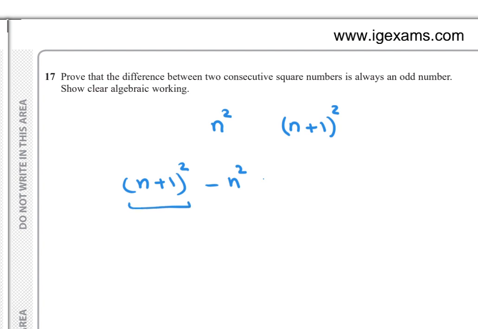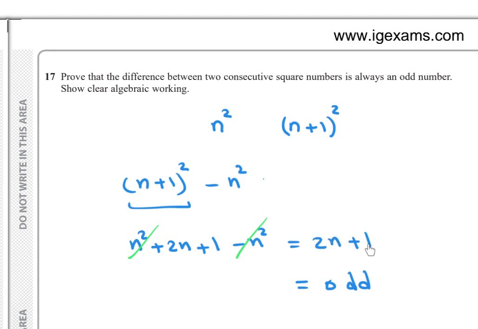Now expand (n plus 1) all squared. n times n equals n squared, 2 times 1 times n is 2n, plus 1 times 1 which is 1, minus n squared. n squared cancels with n squared. Now you are left with 2n plus 1, which is an odd number, because 2 times n is even, plus 1, so this is odd. And we know that even plus odd equals odd.